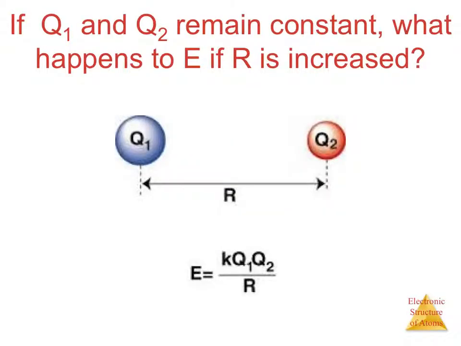Okay, so let's imagine that Q1 and Q2 remain constant. What happens if I increase R? If I increase R, Q2 is going to be over here. I'm going to increase R. Well, the energy of attraction is going to go down.